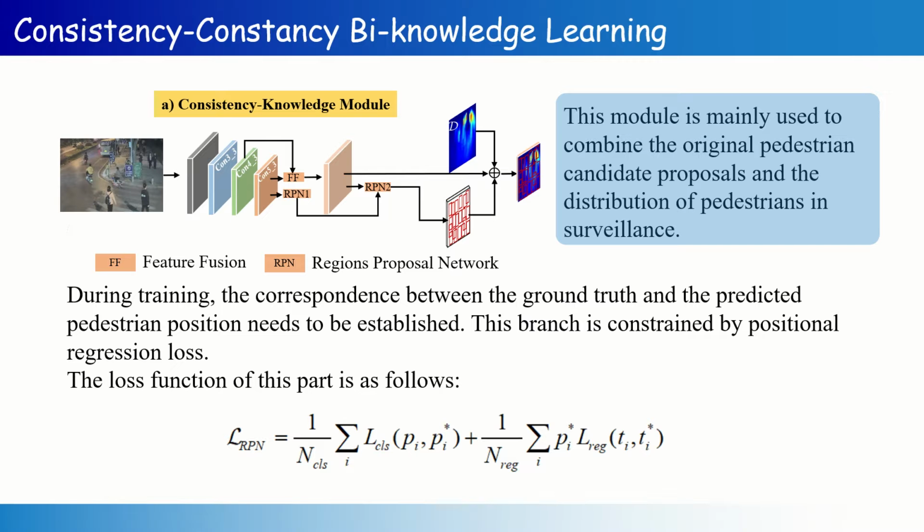For the consistency knowledge module, this module is mainly used to combine the original pedestrian candidate proposals and the distribution of pedestrians in surveillance. During training, the correspondence between the ground truth and the predicted pedestrian position needs to be established. This branch is constrained by positional regression loss.